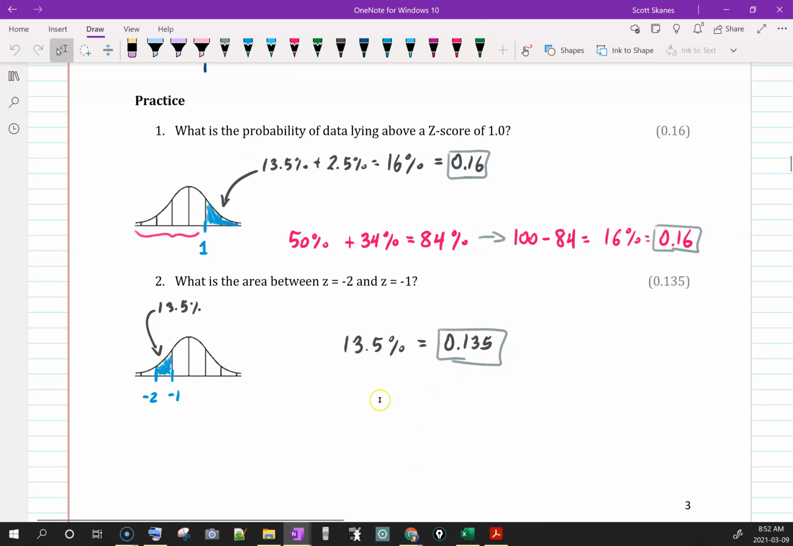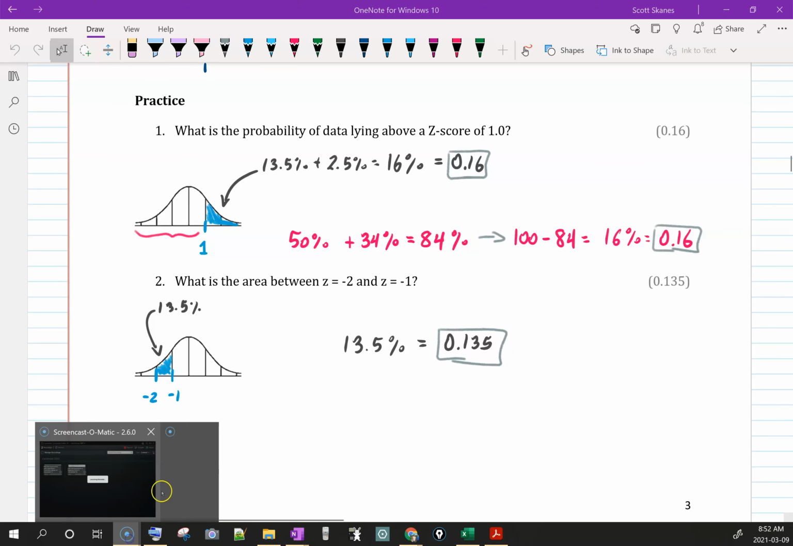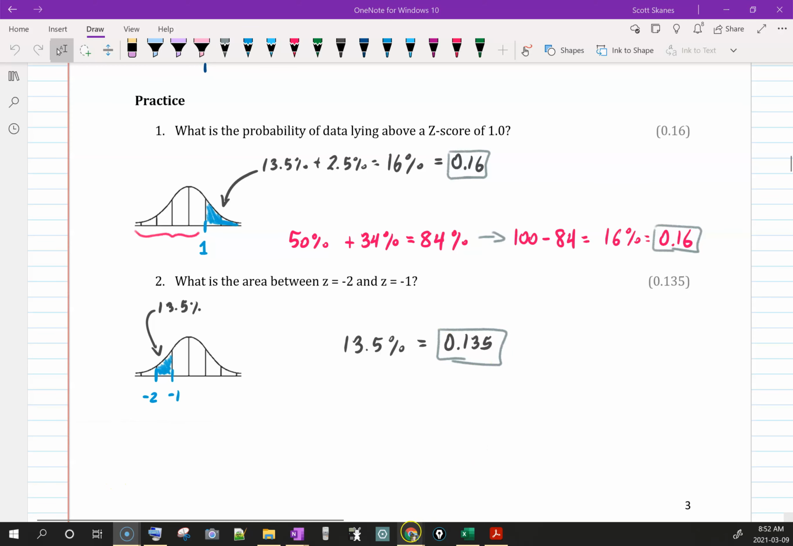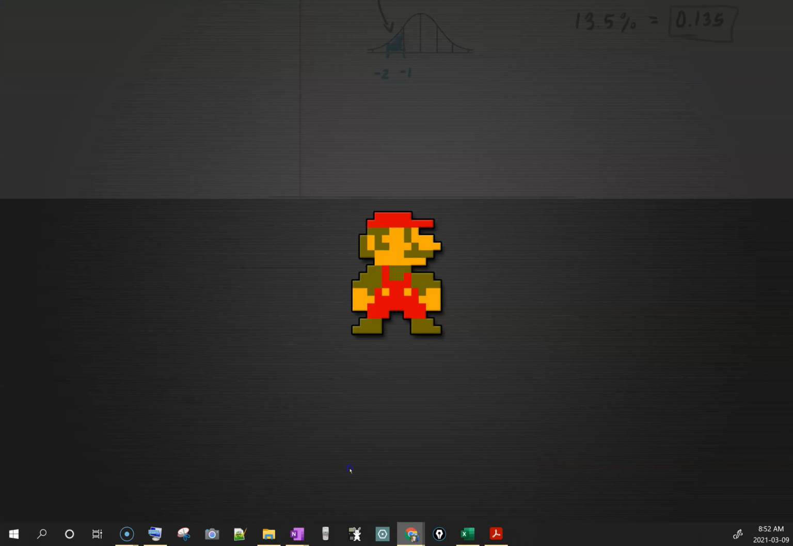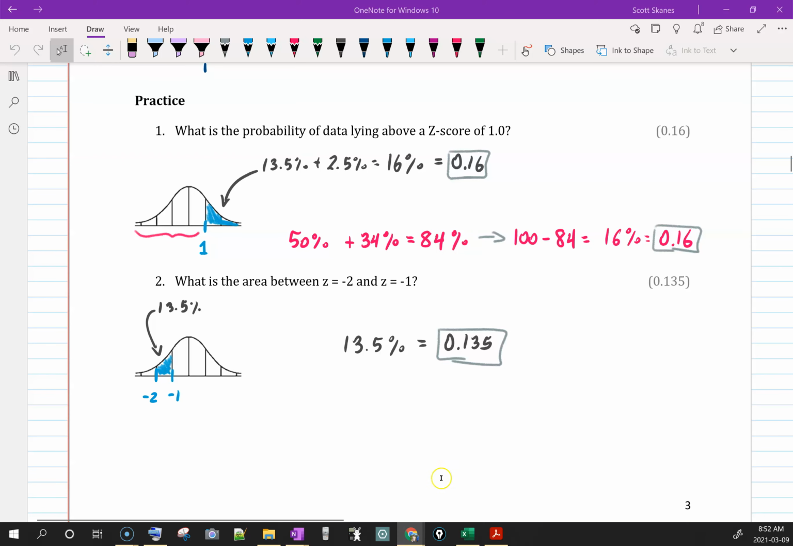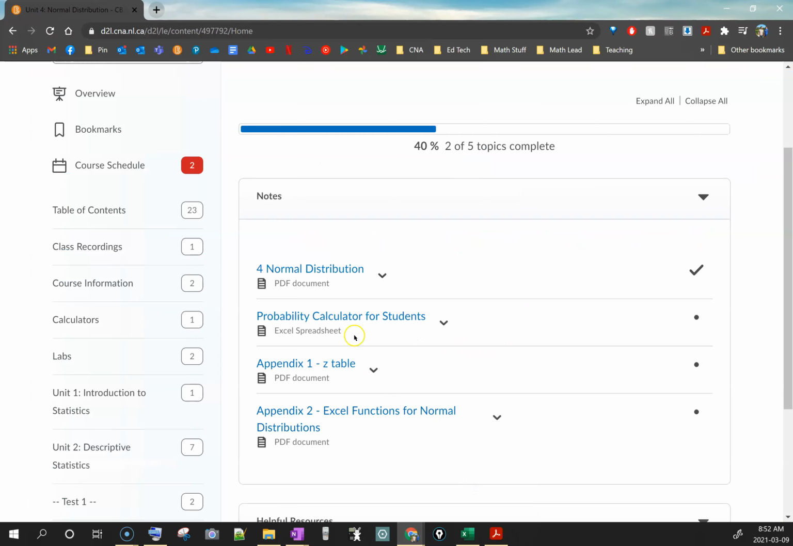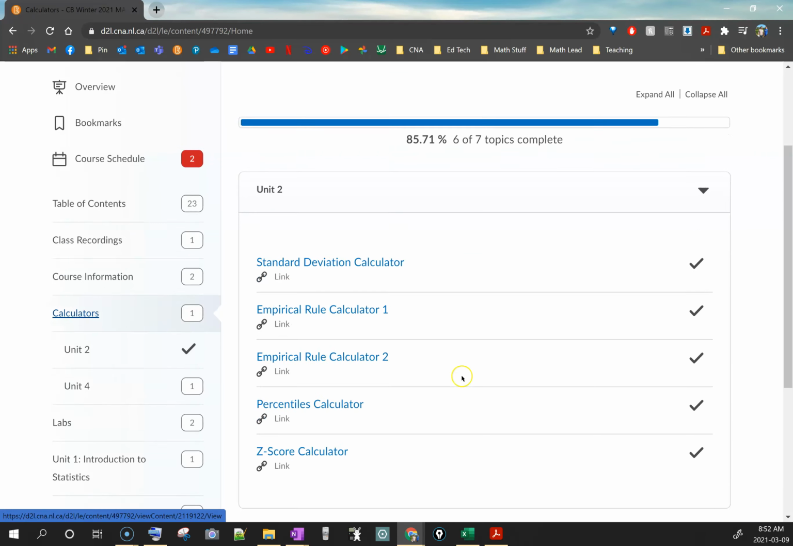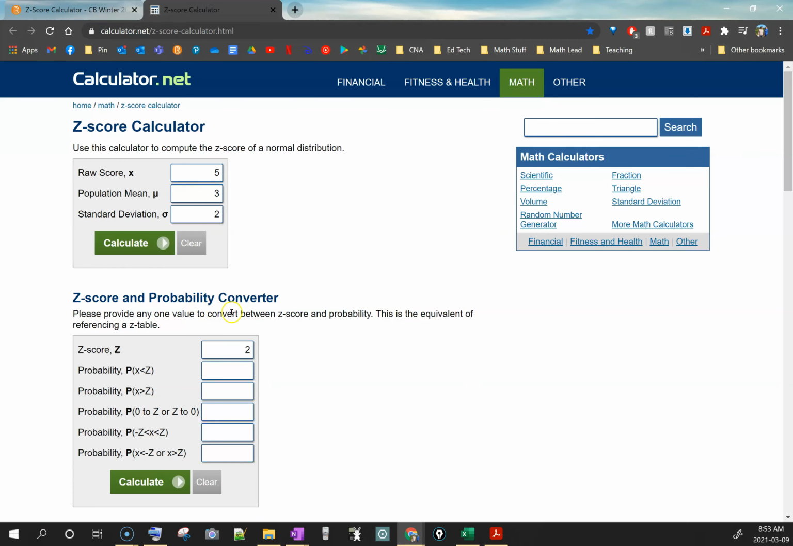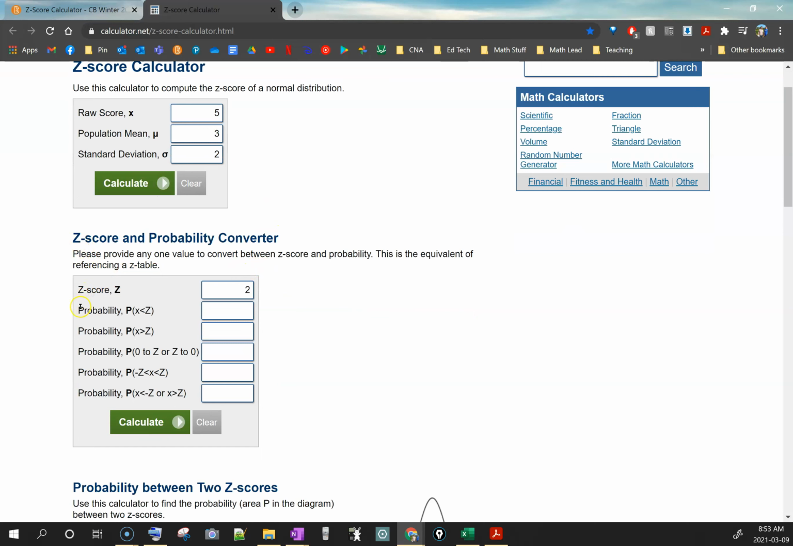There is one other way that we can calculate these or check our work, and that is using online calculators. So if you go to the D2L shell, I've linked in calculators to a z-score calculator. If you open up that website, this is what you'll find, and you can look around and see what you're looking for. For z-scores and calculating probabilities, we're looking for the probability of below a z value and above a z value, or between z values.